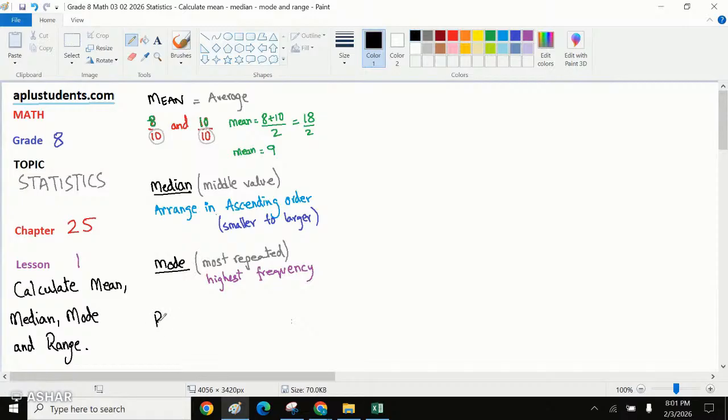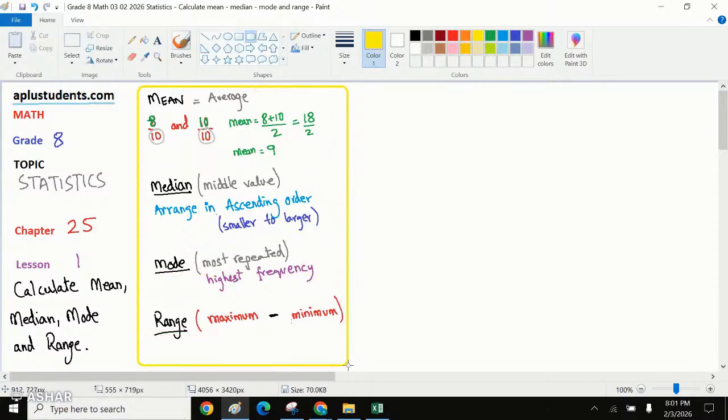And the word range. The range means the maximum value minus the minimum value. That means range is the difference between the maximum and the minimum. So if we have categorized, mean is the average. Median is the middle value. Mode is the most repeated. And range is the maximum value minus the minimum value.